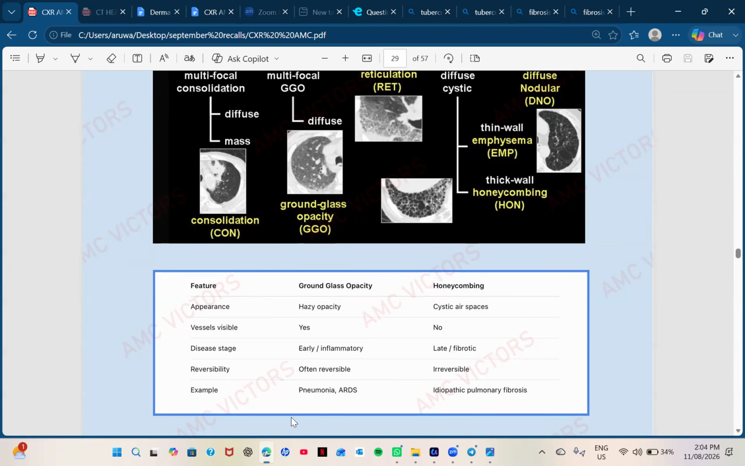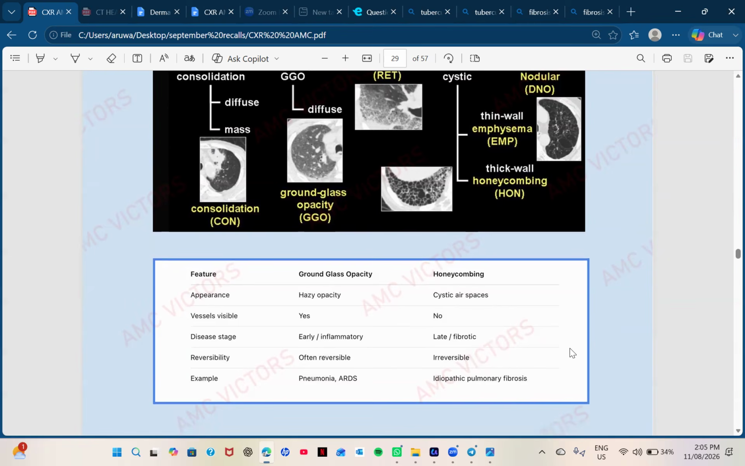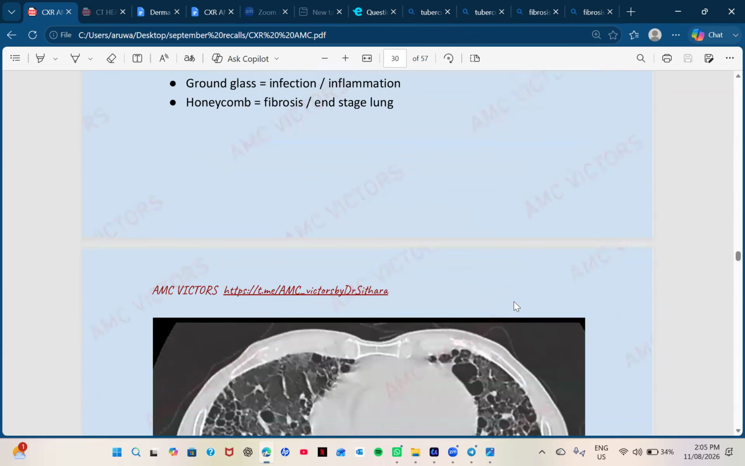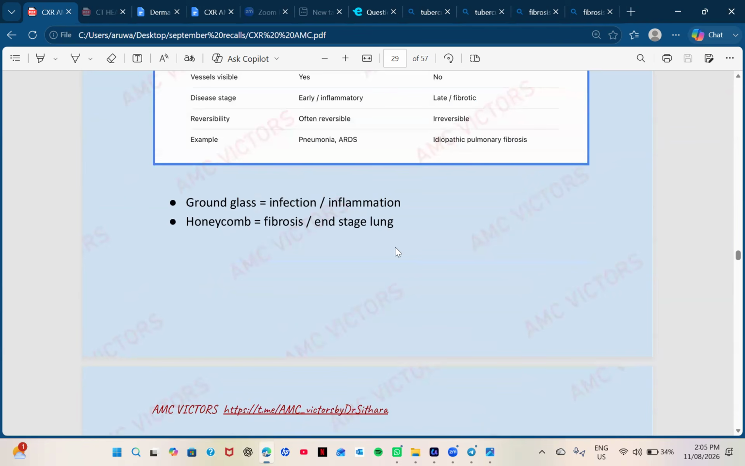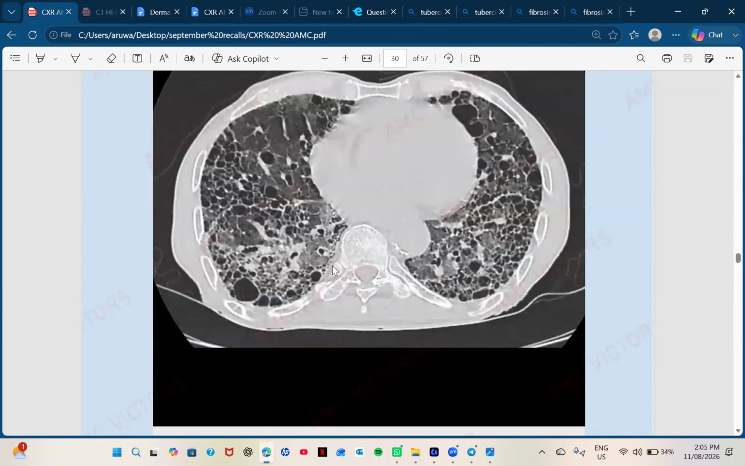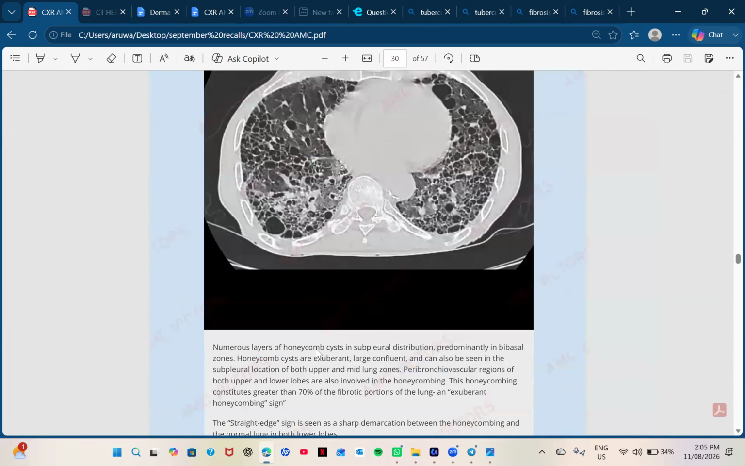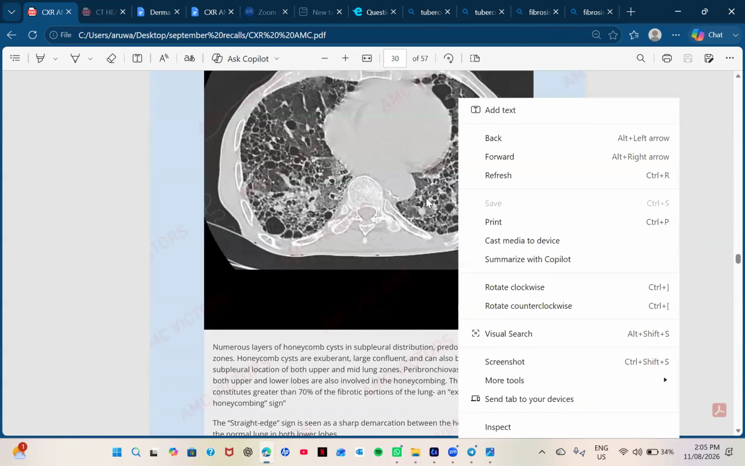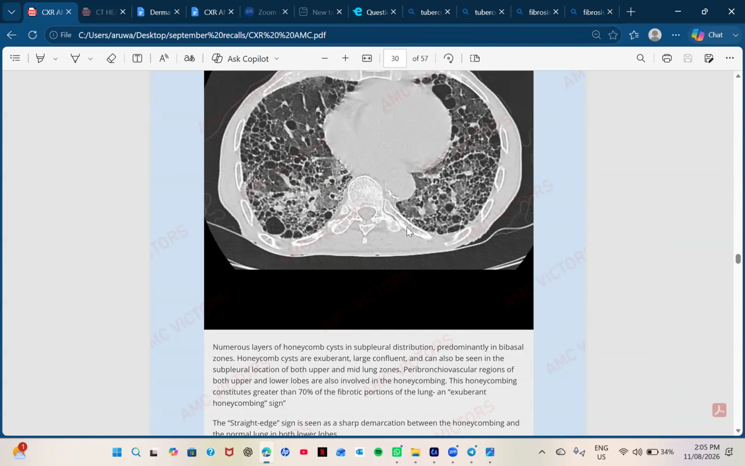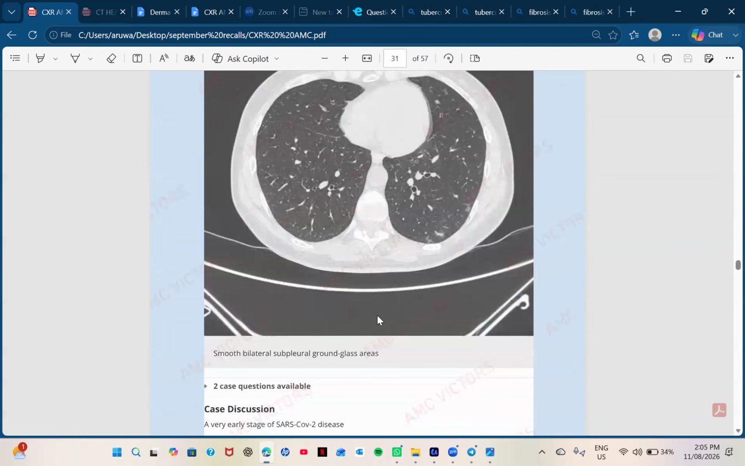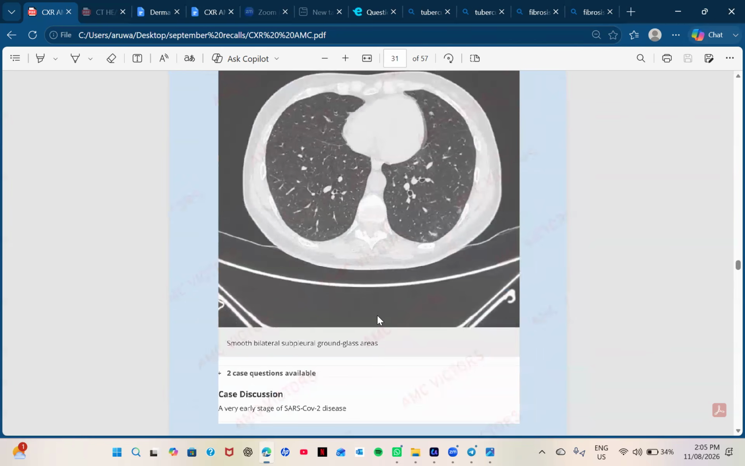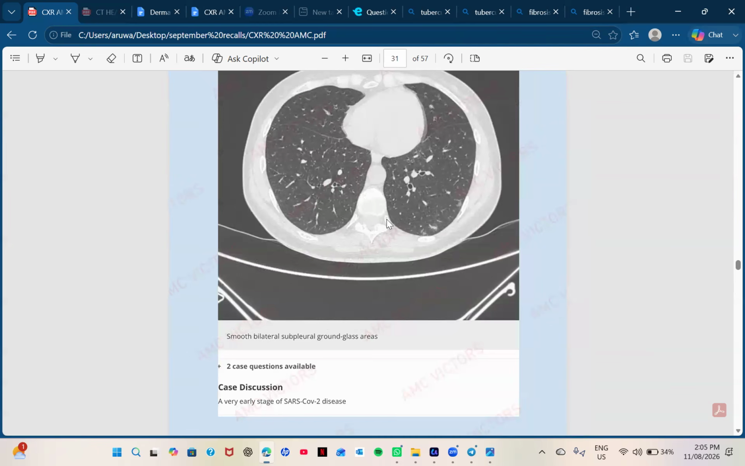Here, examples are pneumonia and ARDS, where you can see the ground glass opacity in early cases, and honeycombing in IPF. Just think: ground glass is infection or inflammation, honeycombing is the end stage, the fibrosis. I hope you get the idea. Here, what you can see is the honeycomb cysts, the fibrosis, the late stage. And here you can see the ground glass appearance.